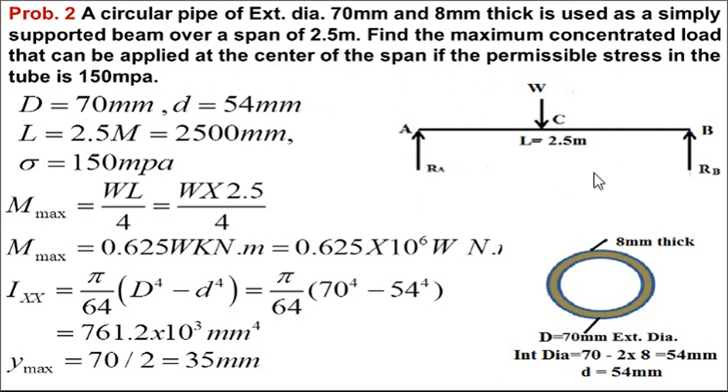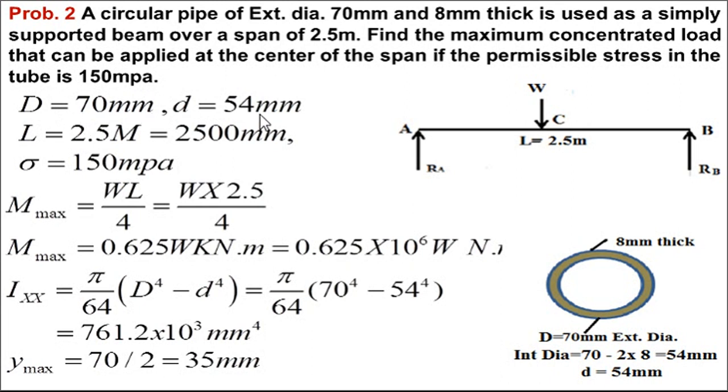Now what is given here? Length is given as 2.5. Here W is missing. You have to find out the maximum concentrated load, meaning what is the point load here which will produce the bending stress of 150 MPa? Here sigma is given in the problem. In the previous case we calculated sigma. Now here the bending stress sigma, that is 150 MPa, is given. So write down first of all the given things.